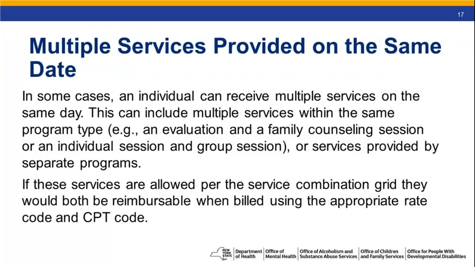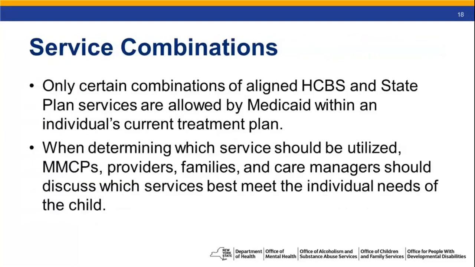If multiple services are provided on the same date, this might include services from the same program type. For example, a child might receive an evaluation and have a family counseling session, or they might receive both an individual and a group session, or services might be provided by different programs. If these services are allowed per the service combination grid, which is also available in that billing and coding manual, they will both be reimbursable as long as they're billed using the appropriate rate code and CPT code. So I would encourage everyone to take a look at that billing and coding manual and at those service combination grids so you understand better when services can be provided in combination.